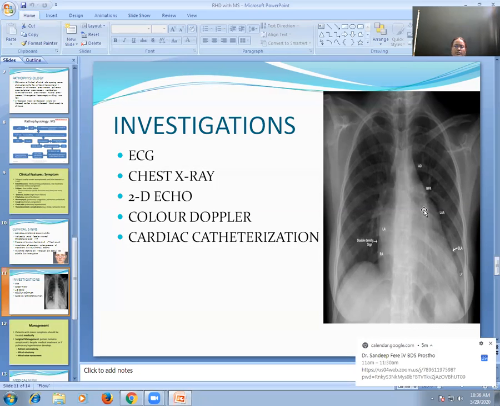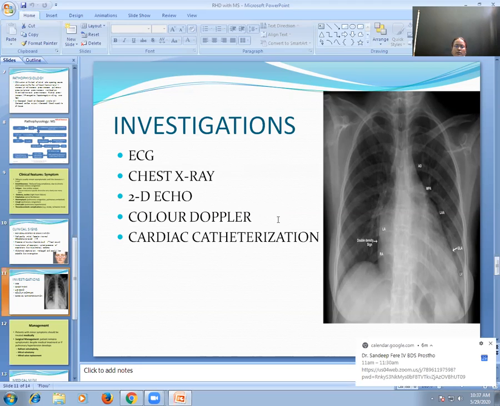So from the X-ray chest, you can diagnose that there is something wrong with your cardiac shadow, and you have to rule out some pathology. So ECG, X-ray chest, 2D echocardiography is diagnostic. You can view the mitral valve and the damage to the mitral valve. You can measure the mitral valve area. You can see the damage to the leaflets, everything. So mitral stenosis is diagnosed from 2D echocardiography, and also with color Doppler.